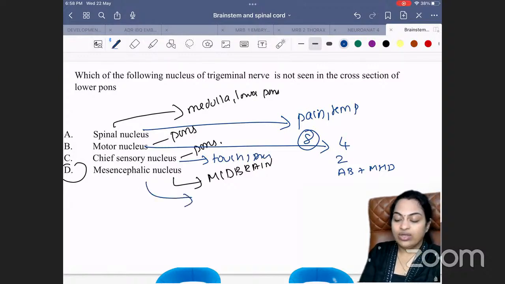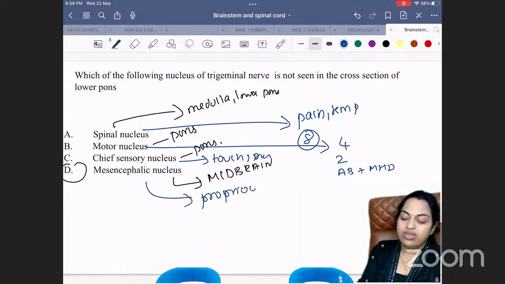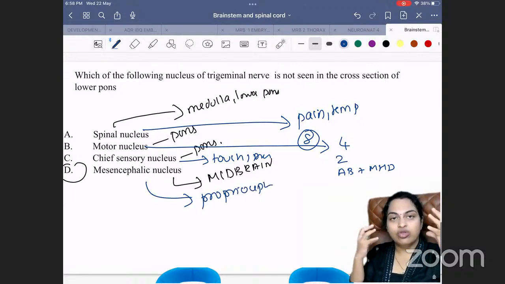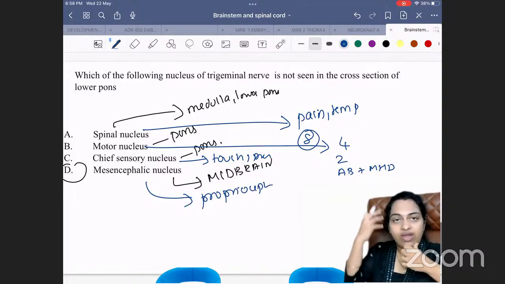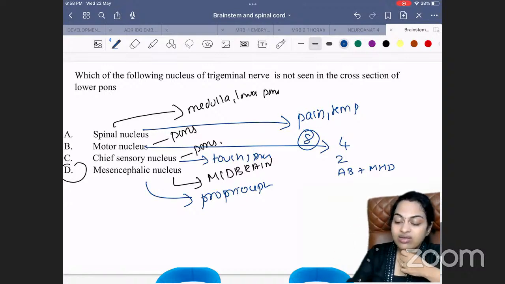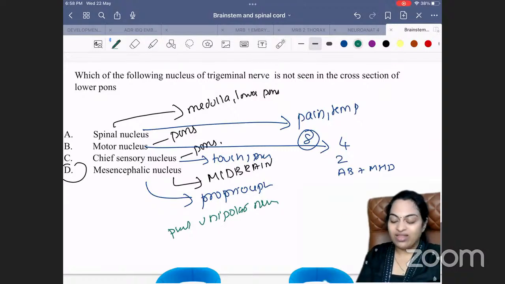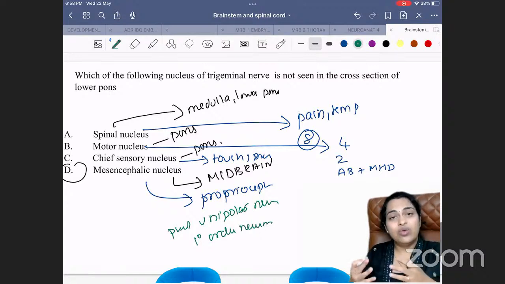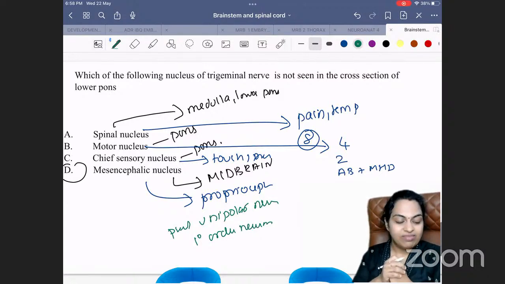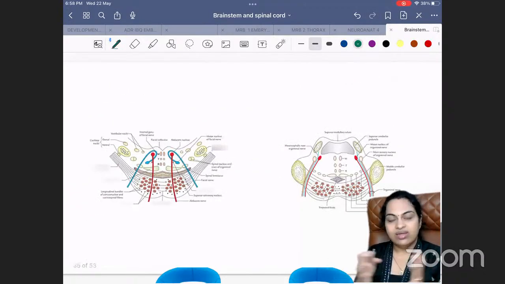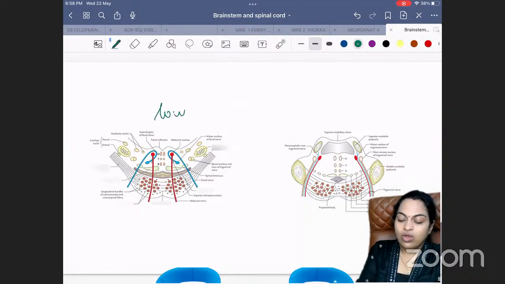The mesencephalic nucleus receives proprioception from the temporomandibular joint, from the muscles of mastication, from the muscles that move the eyeball. Okay. Another interesting thing is that it has unipolar neurons, pseudo-unipolar neurons. And in that proprioceptive pathway, it forms the first order neuron. Okay, so these are the MCQs related to the mesencephalic nucleus of trigeminal nerve.